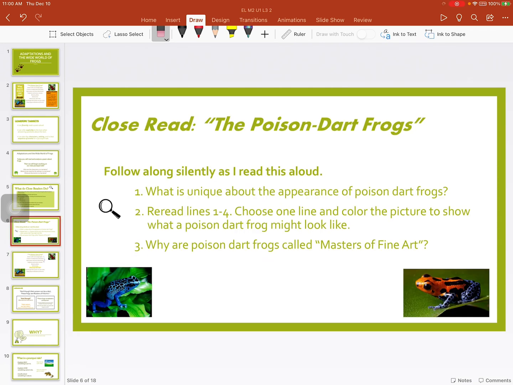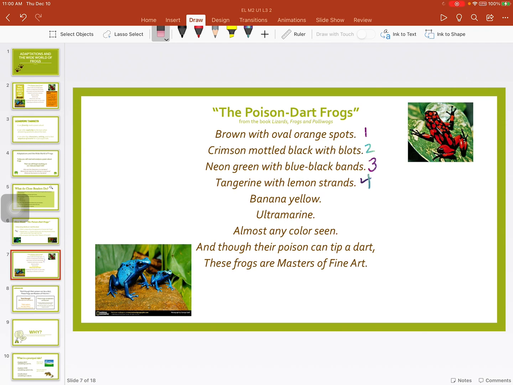All right, so what is unique about them? Yeah, their colorings, right? They're not all one color. So I want you now to go ahead and look at page 8 in your EL Module 2 workbook and write the adjectives that are used to describe the poisoned dart frog. So we can go back and look.